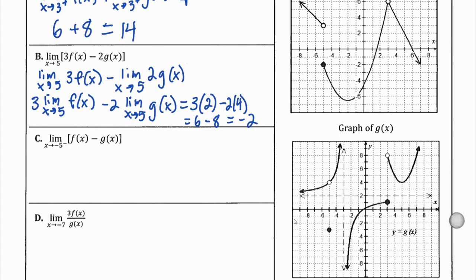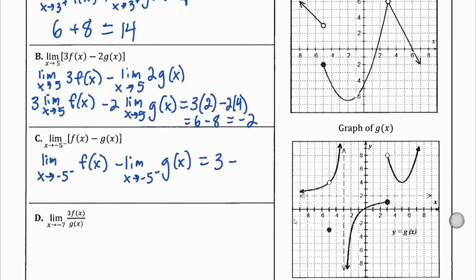Alrighty. I'd like you to try the next one. So what you should get is a limit as x approaches negative 5 from the left of f of x minus the limit as x approaches negative 5 from the left of g of x. So as we approach negative 5 from the left in f of x, we are reaching 3. And as we approach negative 5 from the left on g of x, we are approaching 4. So we're doing 3 minus 4, so you should have gotten negative 1.